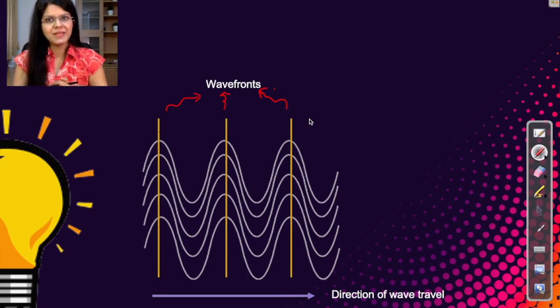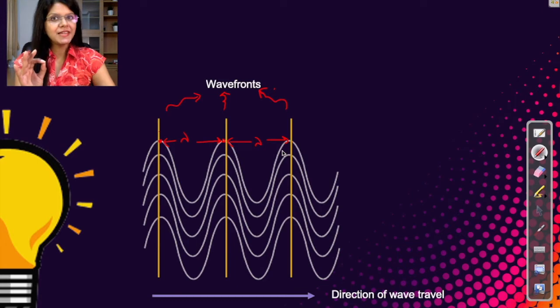What is the distance between peak to peak? What is the distance between peak to peak called? Think about it and answer this. The distance between peak to peak is one wavelength. Peak to peak is one wavelength.